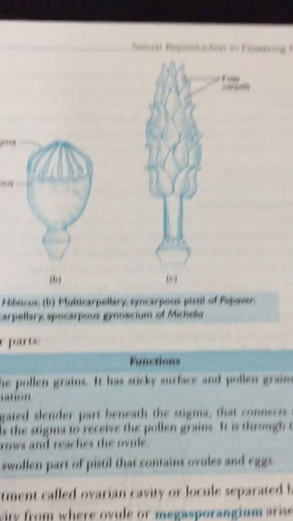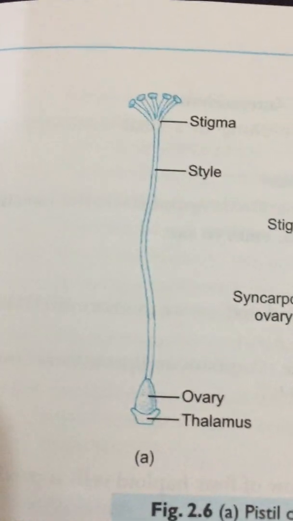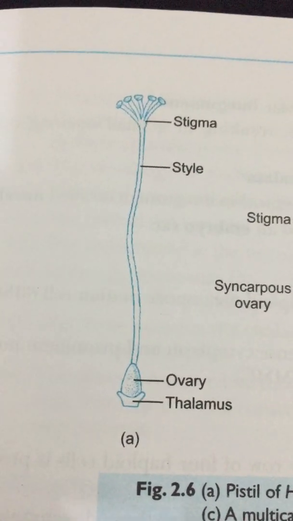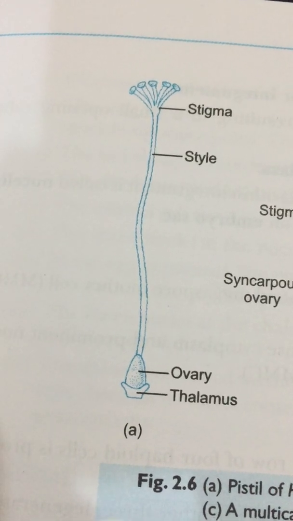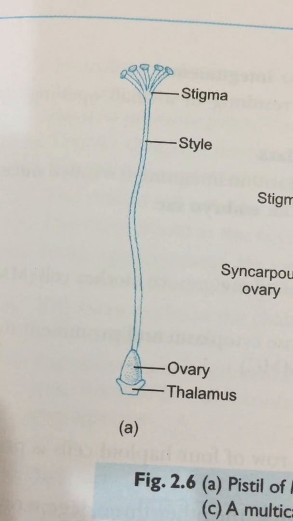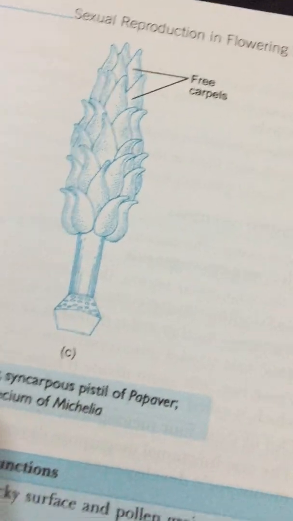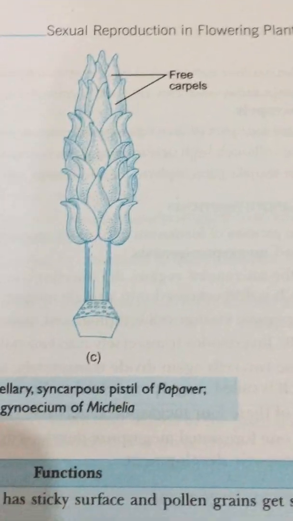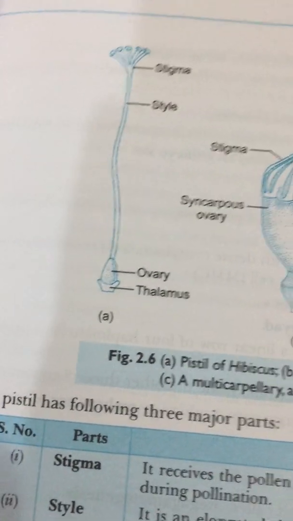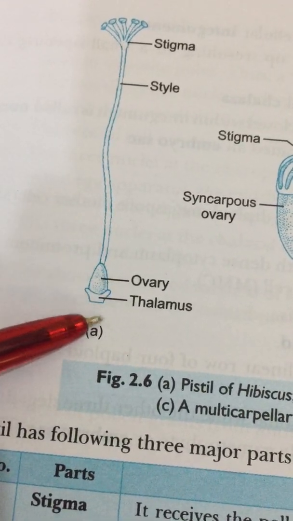Each pistil, each gynoecium, has three parts. As I have already told you, it has stigma, style, and ovary. Stigma serves as a landing platform. It is the broad base on which the pollen grains land after pollination, and style is a long tube, a cylinder-like structure which is present beneath the stigma, and the basal bulged part, which is somewhat oval in shape, is called the ovary.